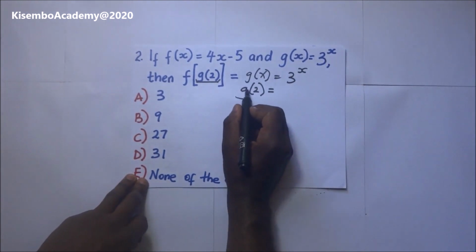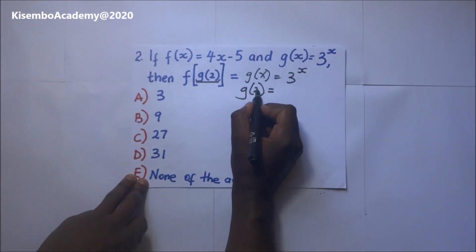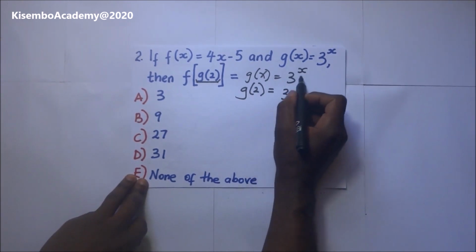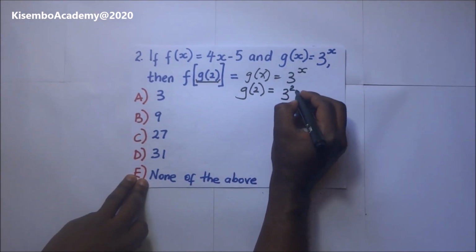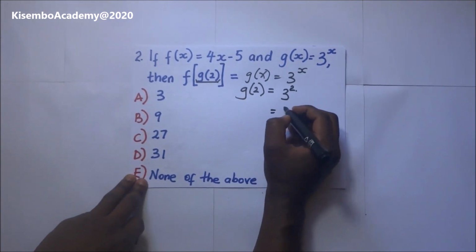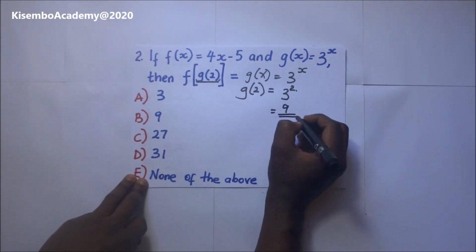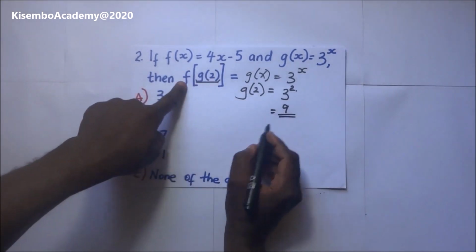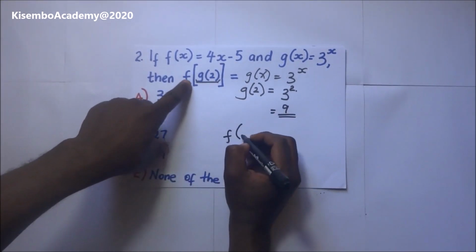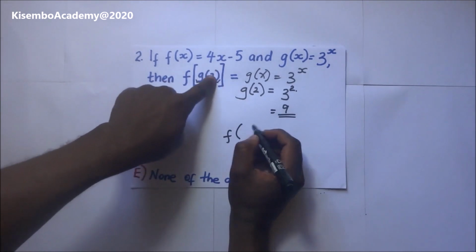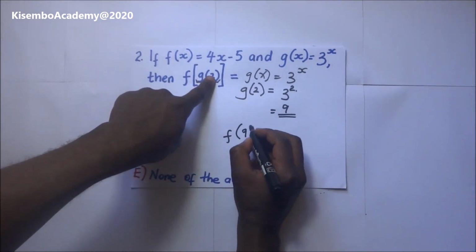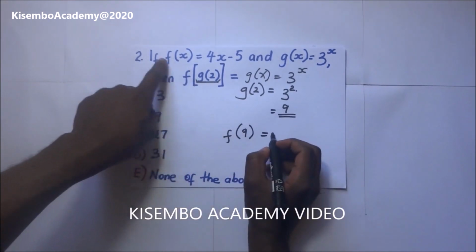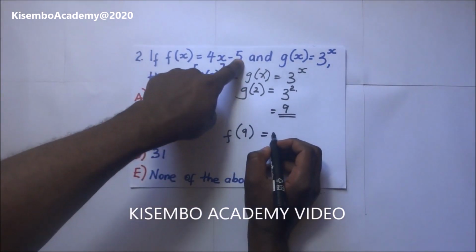So g of 2, when the value of x is 2, gives us 3 to the power x, and in this case x is 2. So this is going to be 3 times 3, which is 9. If g of 2 is 9, this function becomes f of g of 2, which is f of 9. So what is the function when the value of x is 9? First of all, f of x is 4x minus 5.